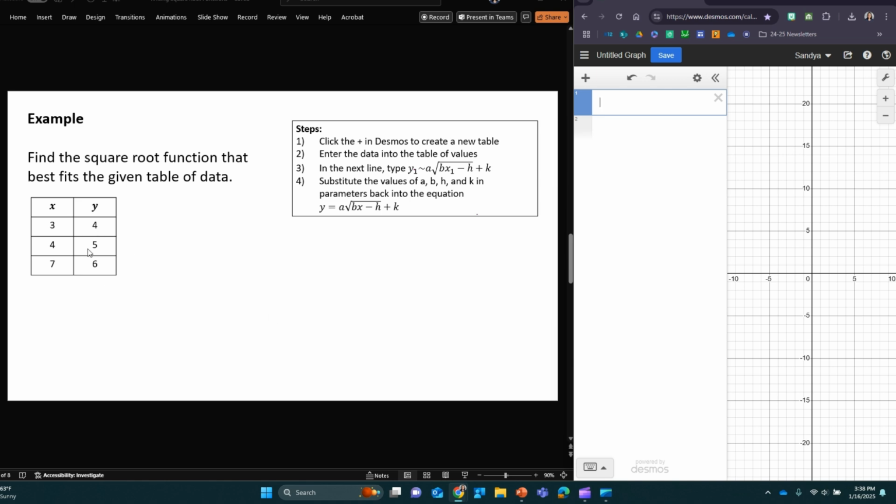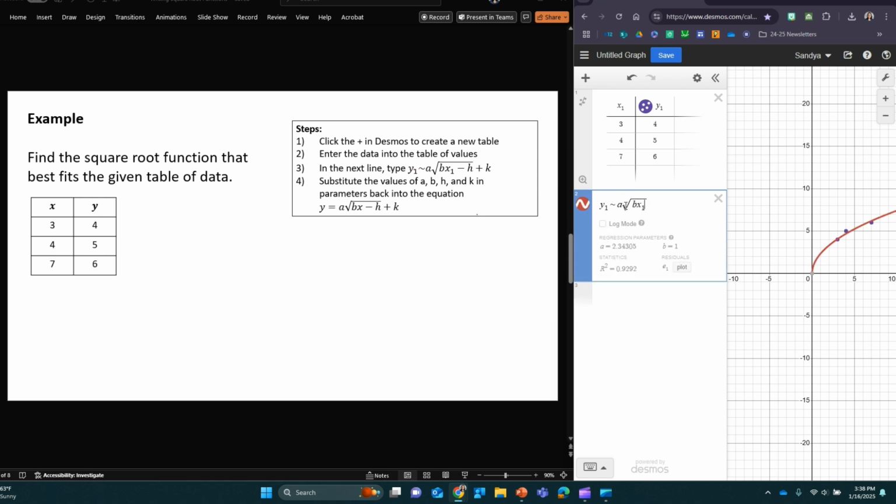So here we have a table of data. So I'm going to click this plus sign right here and then choose table. So I'm going to go ahead and type in these values. And then I'm going to go here to the second line. And what I'm going to type is exactly this as it's written. Okay, this general form of the equation. So y1 is approximately a and then square root bx1 minus h, and then I'm going to click outside the square root and then do the plus k.